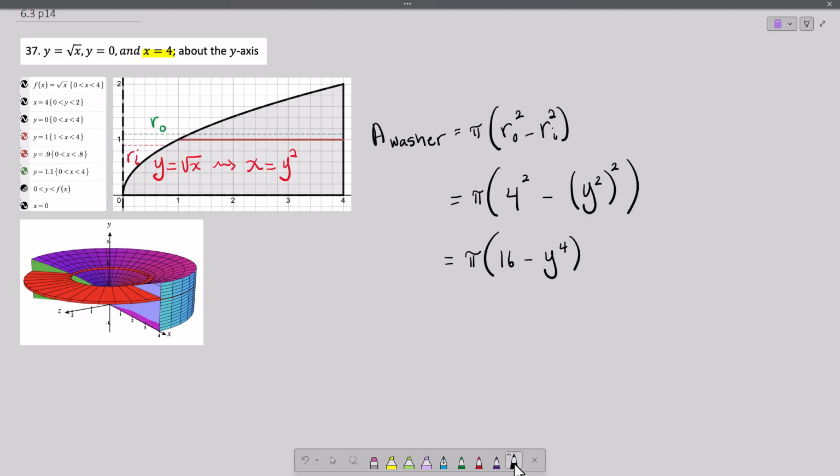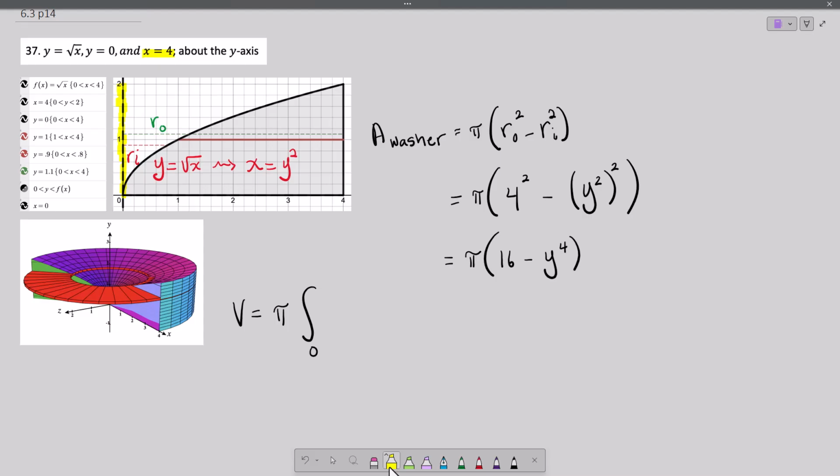So the volume will be the integral. Pull the pi to the front. Looks like we're going from 0 up to 2. So this is our domain over here on the y-axis. We have washers for all of the y values between 0 and 2.